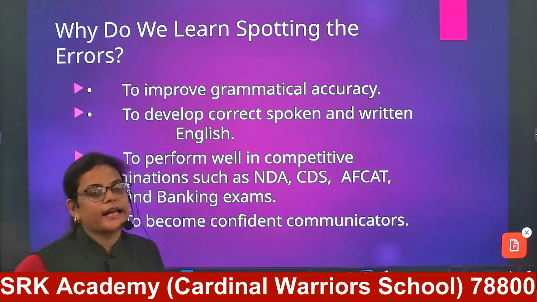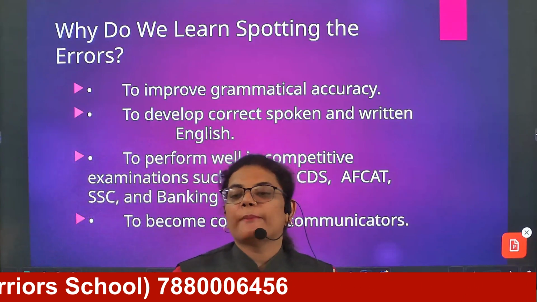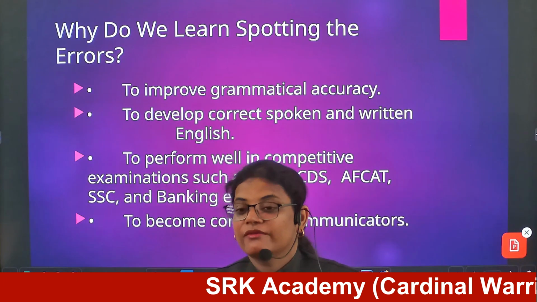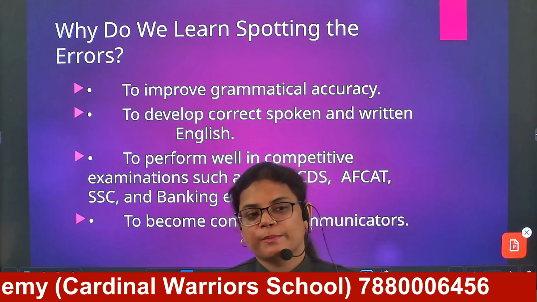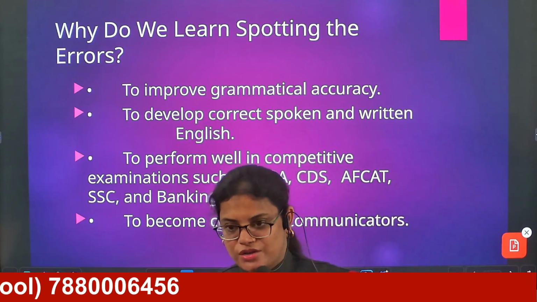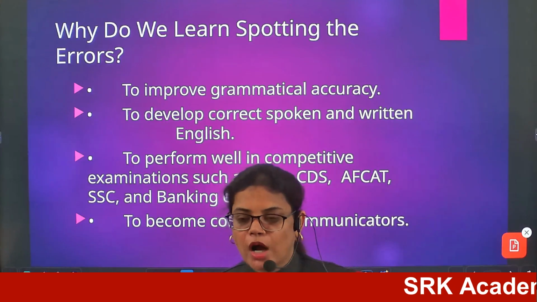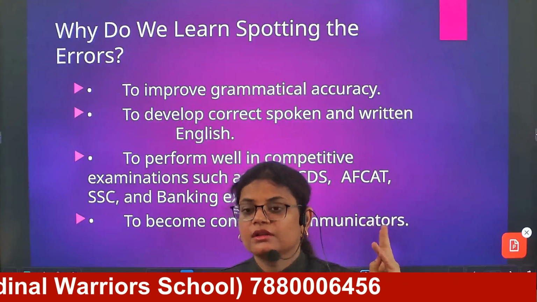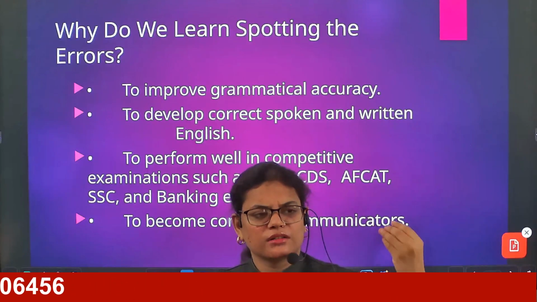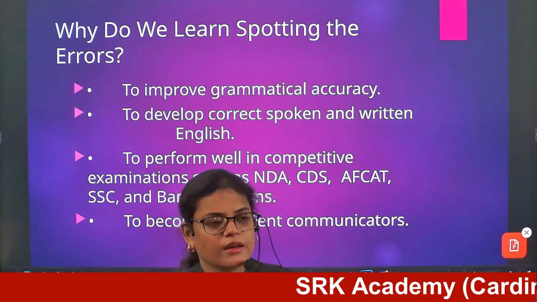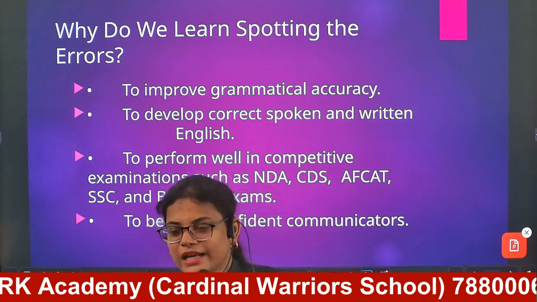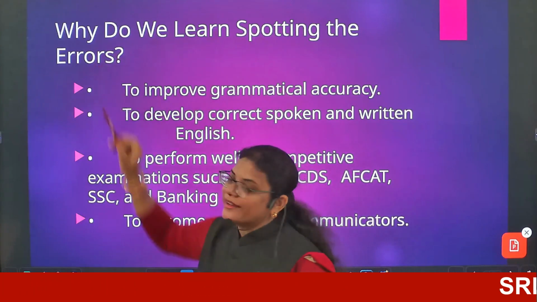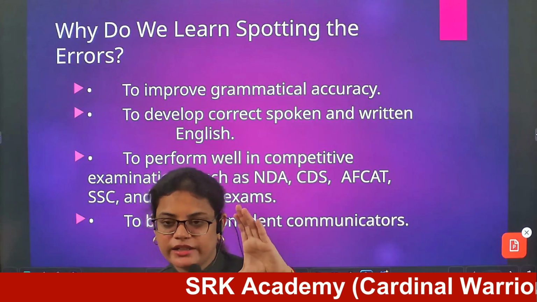Getting my point? Yesterday I told you, you are supposed to write a paragraph on my days in Cardinal Warrior, a paragraph where you are going to use all the parts of speech from noun to interjection. Now you have used all the parts of speech: noun, pronoun, verb, adverb, adjective, conjunction, interjection, preposition. But what if there is an error? How are you going to rectify that error? By spotting that error.